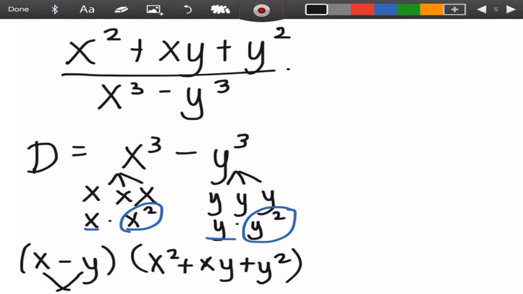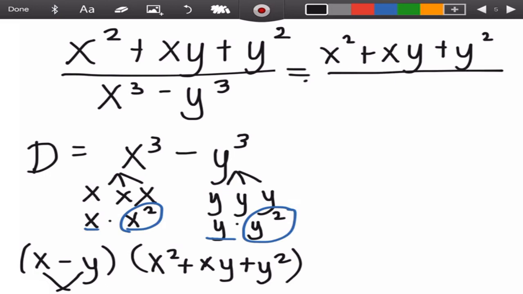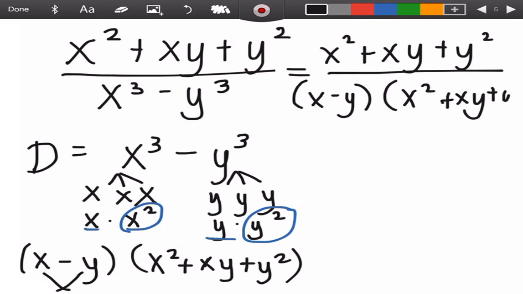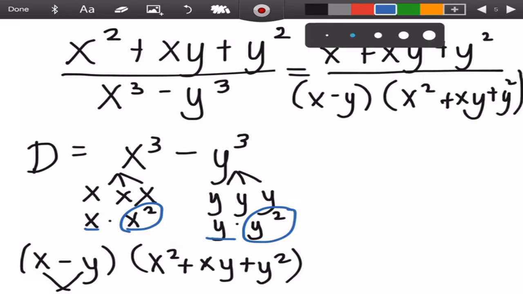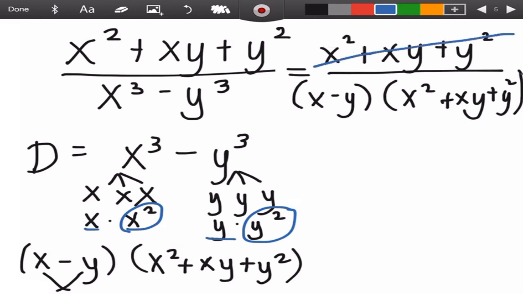We can write this one as you copy the numerator and then we will write the factored form of the denominator. And then now we can cancel the common factors. The common factors of this example are x squared plus xy plus y squared. So we will cancel this one and then they will become 1. Remember, if you cancel a term or terms, they will become 1.